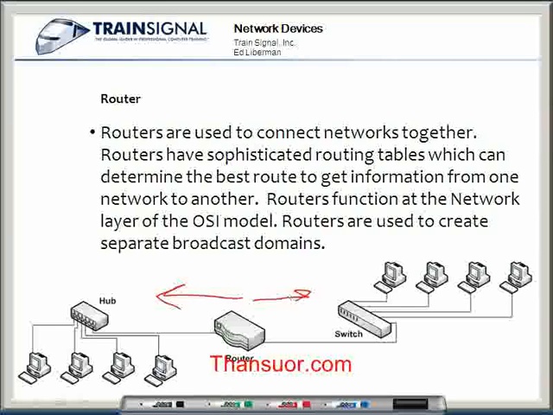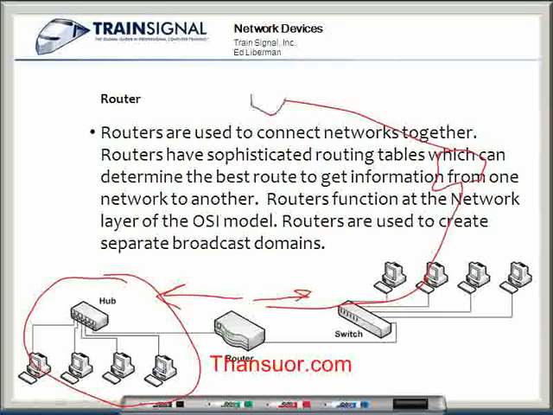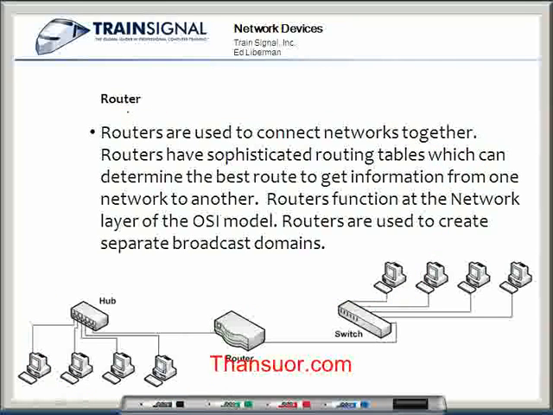A router might know how to get from one network through another network to another router to another network, to another router, to another network to another router to another network, which finally has the computer we're trying to get to. Okay, so routers can have very sophisticated routing tables, which I will tell you function at layer 3, which is the network layer of the OSI model.